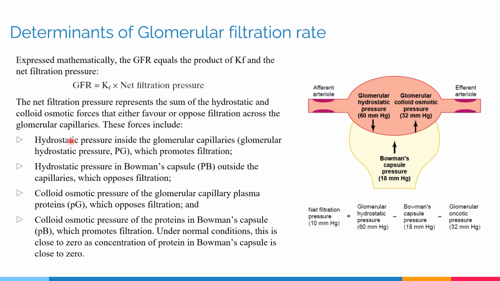the glomerular capillaries. These forces include, first, the hydrostatic pressure inside the glomerular capillaries, which is the glomerular hydrostatic pressure, described by Pg, which promotes filtration. Hydrostatic pressure in Bowman's capsule, Pb, outside the capillaries, which opposes filtration. Colloid osmotic pressure of the glomerular capillary plasma proteins, Pg, which opposes filtration. And colloid osmotic pressure of proteins in the Bowman's capsule, Pb, which promotes filtration.